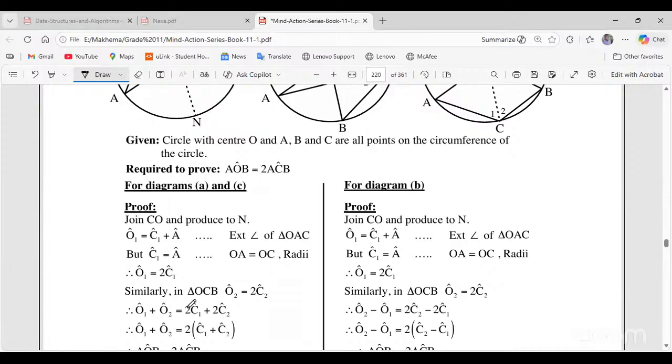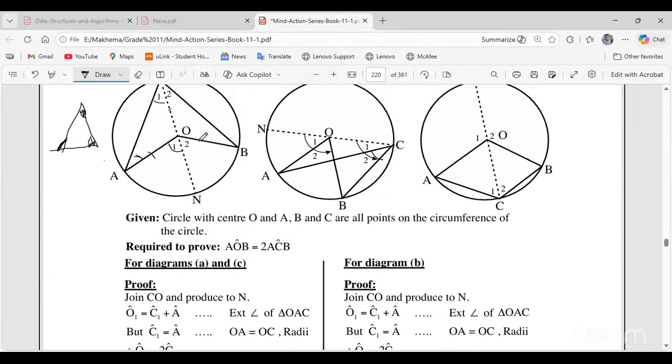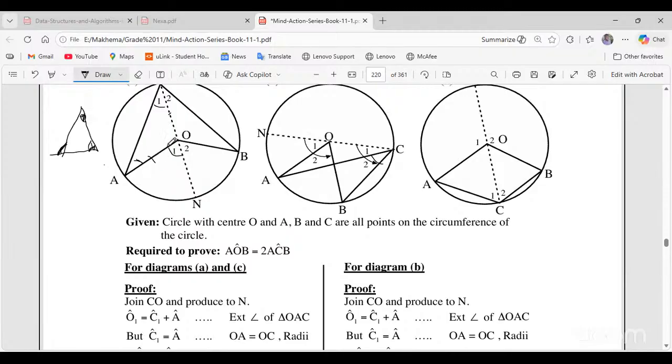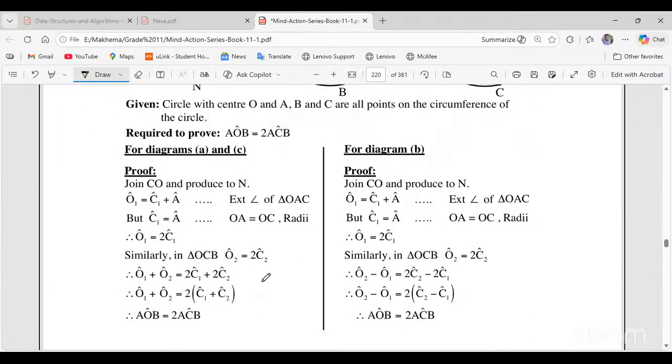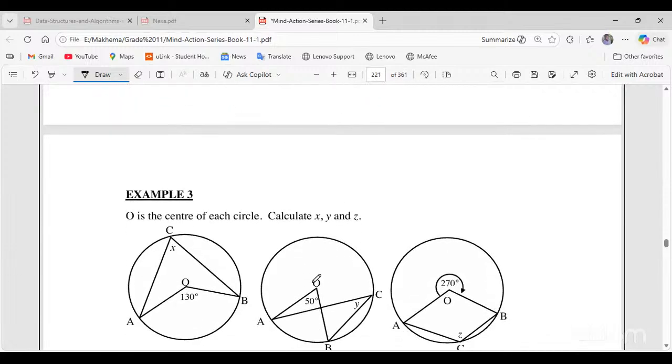You write it there. Now, you just take 2 as a factor here. O1 plus O2 is equal to 2 times C1 plus C2. O1 plus O2, there we can see that it's just angle AOB. Angle AOB is equal to 2 times C1 plus C2, which is ACB. By that, we are done proving that angle at the center is 2 times angle at the circumference. Right. Now, let's move into the upcoming example.